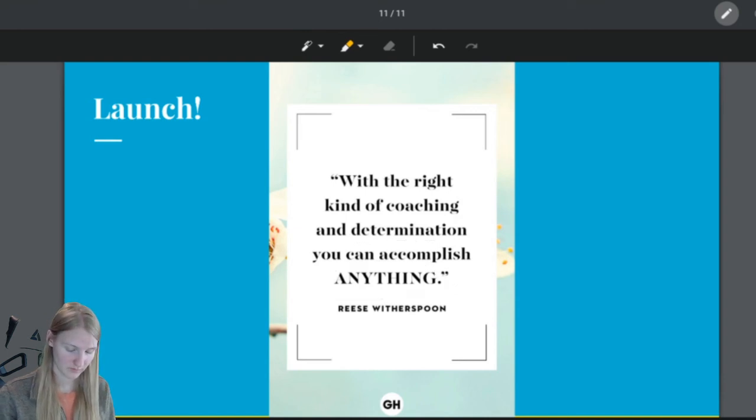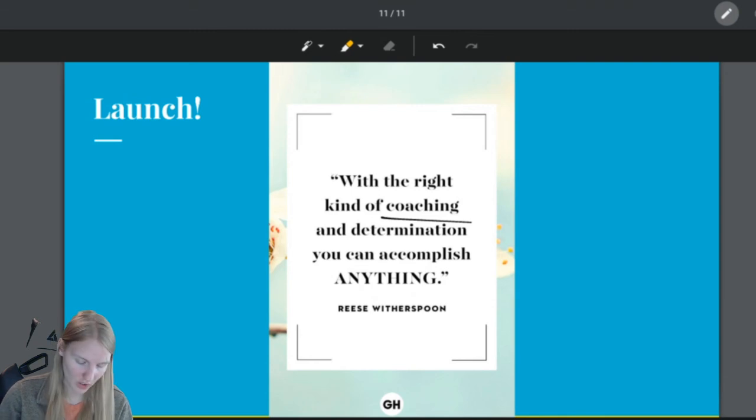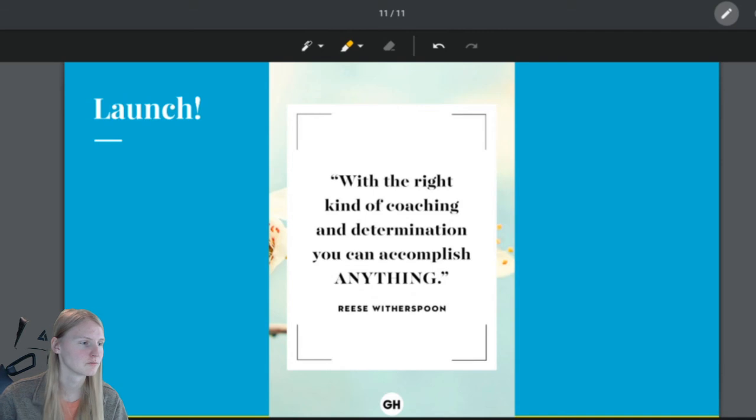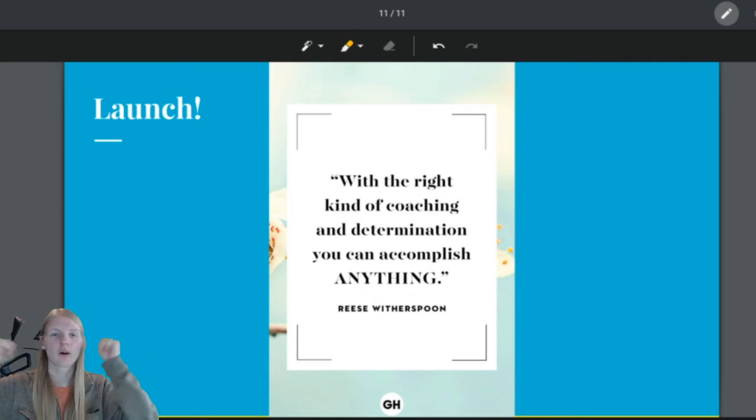So, there's something you want to do? Do it. You want to record your first song? Do it. Find the right kind of coaching. Go talk to the choir director. Go talk to somebody that knows about recording music. If you want to publish a book, get the right kind of coaching. Talk to an author. Talk to a publisher. See who can help you with it. If you want to make your dreams happen, do it. Grab the bull by the horns and just go. Do it. So yes, that is my launch for you.